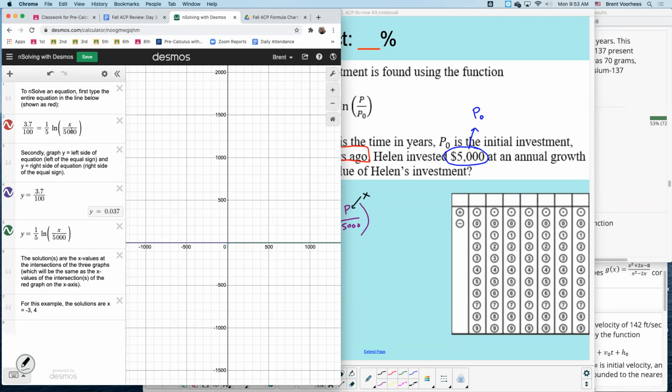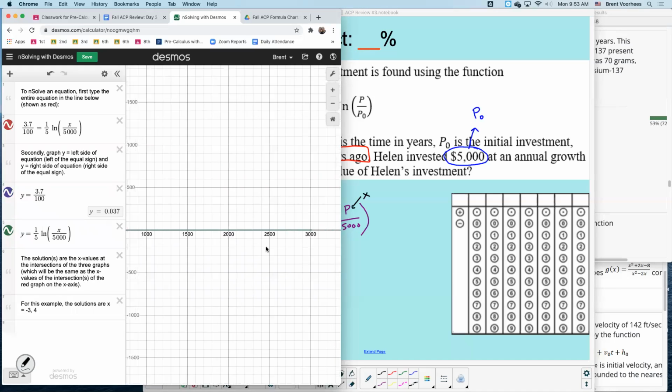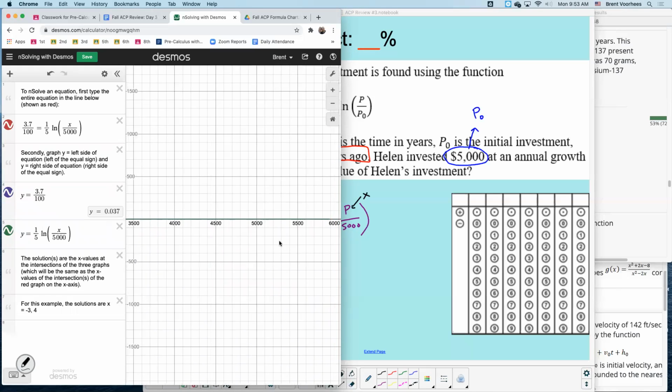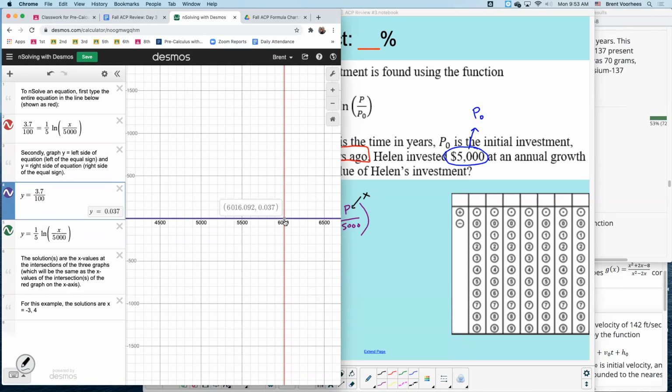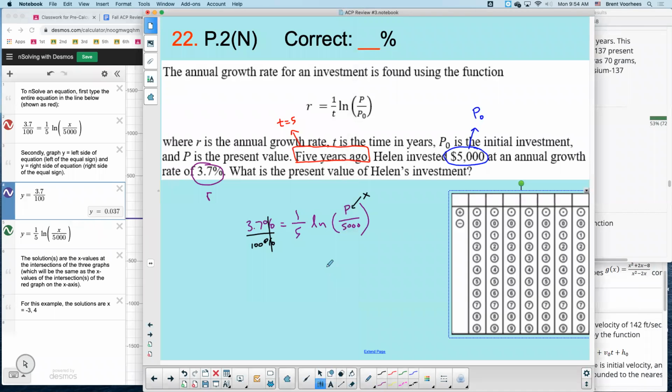If I start with $5,000, my idea can be, it's got to be greater than 5,000. So I'm going to scroll out this way. So that's where the answer is going to be. When I click it, it says the answer is $6,016. And since I'm talking money, I'm going to give you the 9 cents as well. $6,016.09 is going to be our answer.